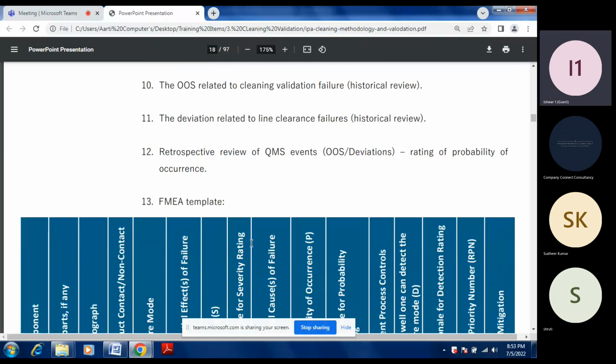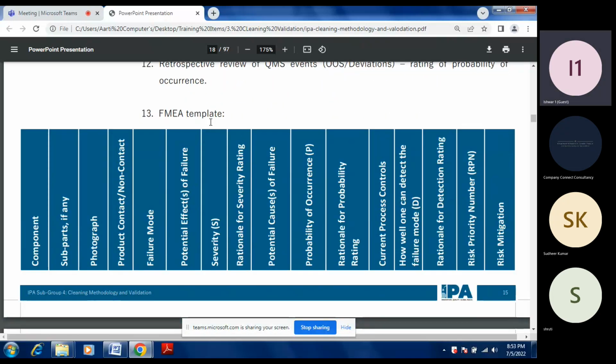And what is the template of the failure mode effective analysis? First of all, we have to consider the component. Component means, for example, the bowls of that particular equipment. The component is the bowl, and sub parts of that bowl. Some glass view panels are there. A sampling pot is there, which is also part of that particular bowl. We should have the photographs.